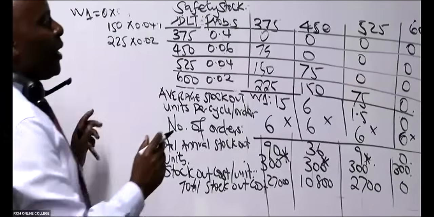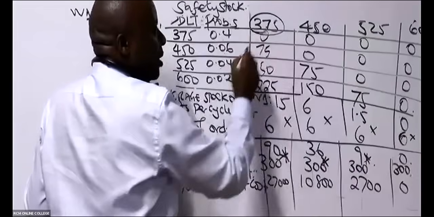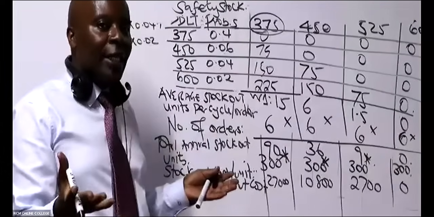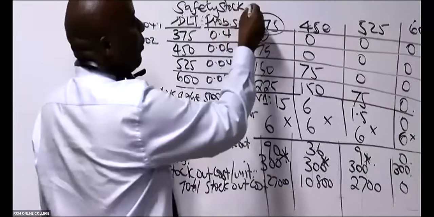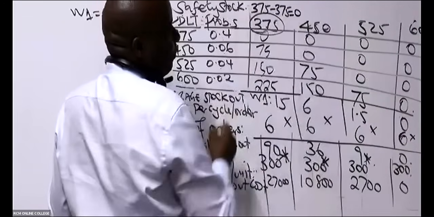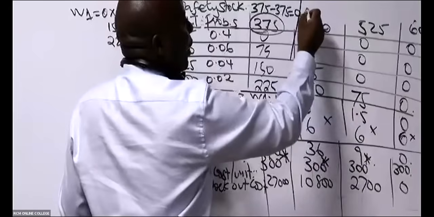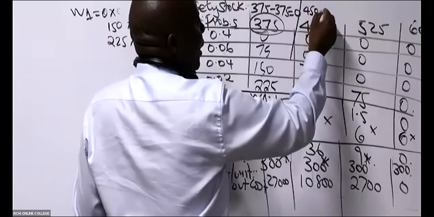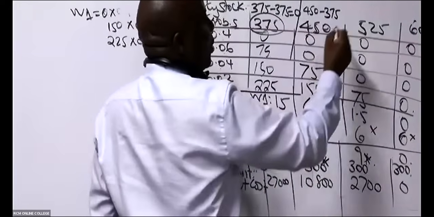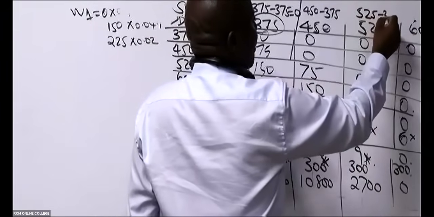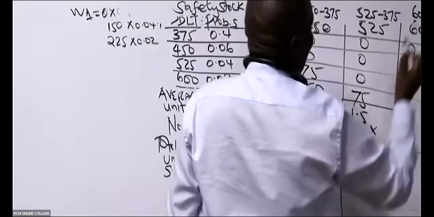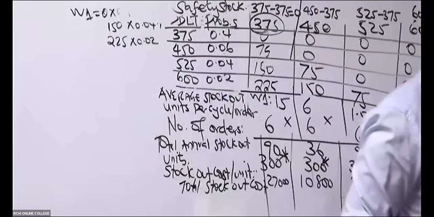And the very best is simply to pick the number. This is the benchmark. Remember, the first one that you have here is the reorder point without any safety stock. So for number 1, the safety stock will be 375 minus the benchmark, which is 375, which gives me 0. For the next class, to get the safety stock, I will take 450 minus the benchmark, 375. Here, I will take 525 minus 375. Here, I have 600 minus the benchmark, which is 375.